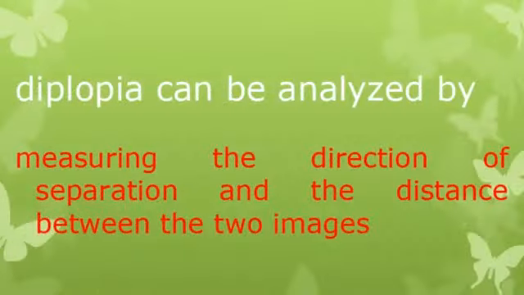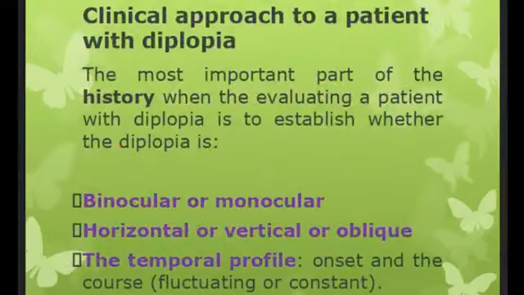Diplopia can be analyzed by measuring the direction of separation and the distance between the two images. Clinical approach to a patient with diplopia. The most important part of the history when evaluating a patient with diplopia is to establish whether diplopia is binocular, horizontal or vertical or oblique, the temporal profile, the onset and the course, fluctuating or constant.